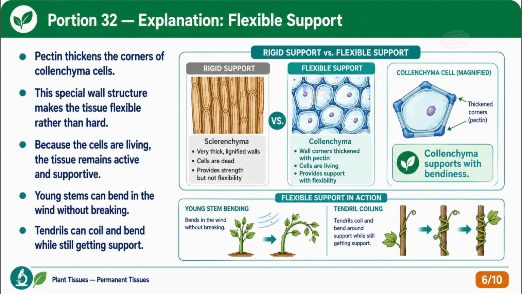Explanation. Collenchyma is made of living cells with corners unevenly thickened by pectin. Pectin gives a rubber-like flexibility, so this tissue provides support with bendiness. It lets parts like young stems and tendrils bend without breaking.